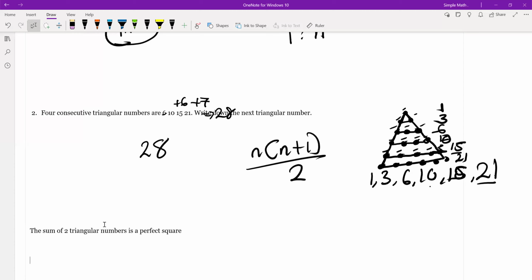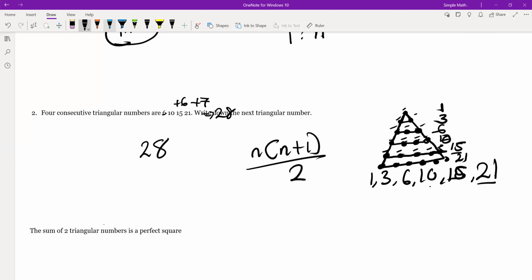Okay, the sum of two triangular numbers is a perfect square. So look at it. Let me use a different color now. 1 plus 3 is 4. 4 is a perfect square. 3 plus 6 is 9, which is 3 squared. 6 plus 10 is 16, which is 4 squared. 10 plus 15 is 25, which is 5 squared.